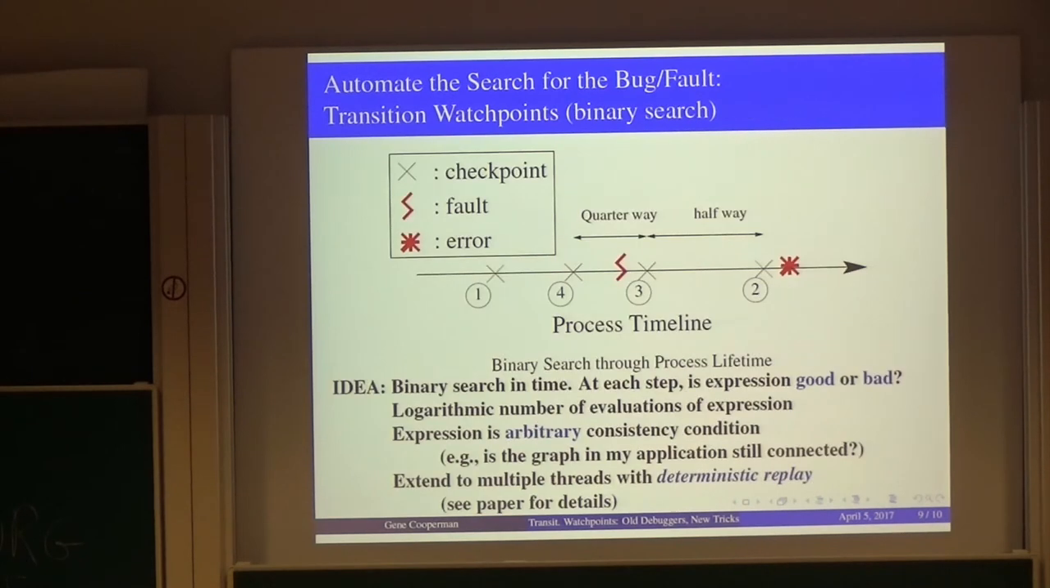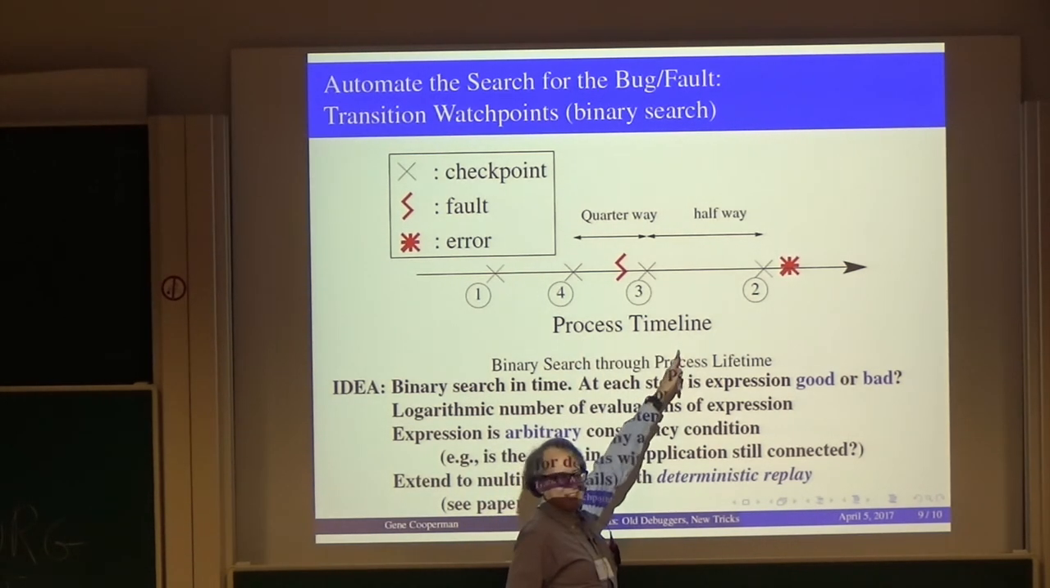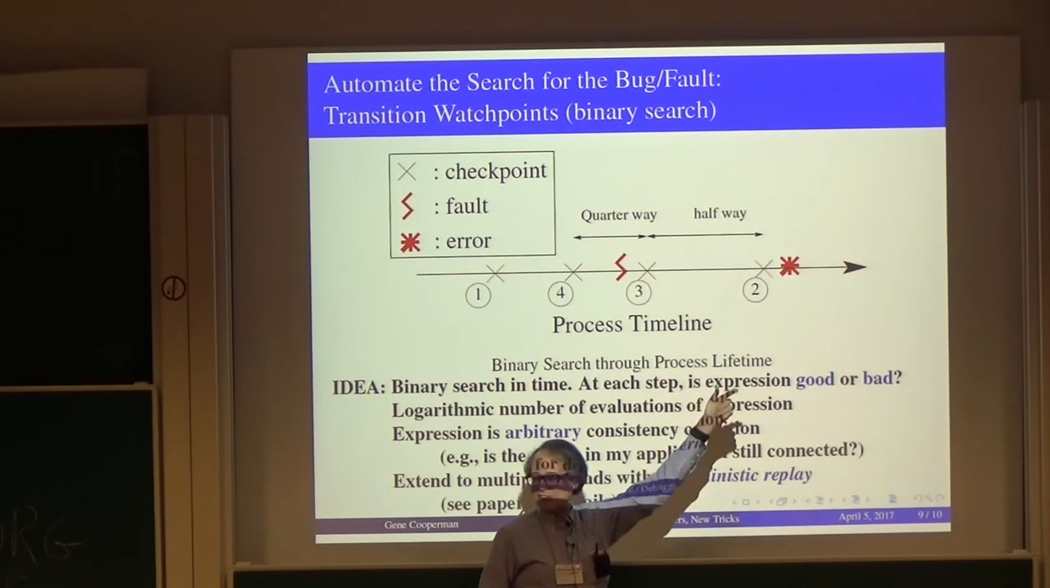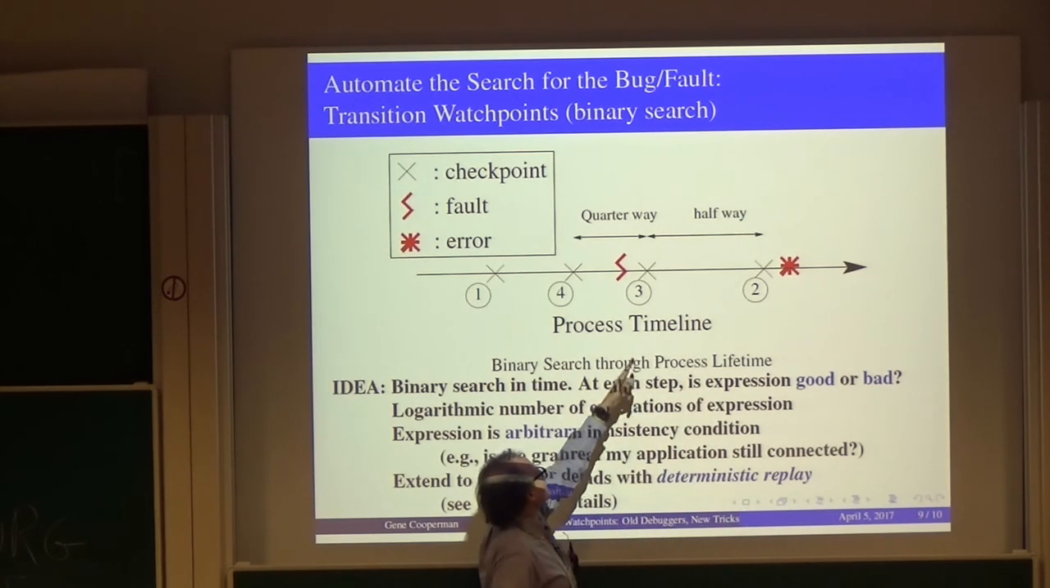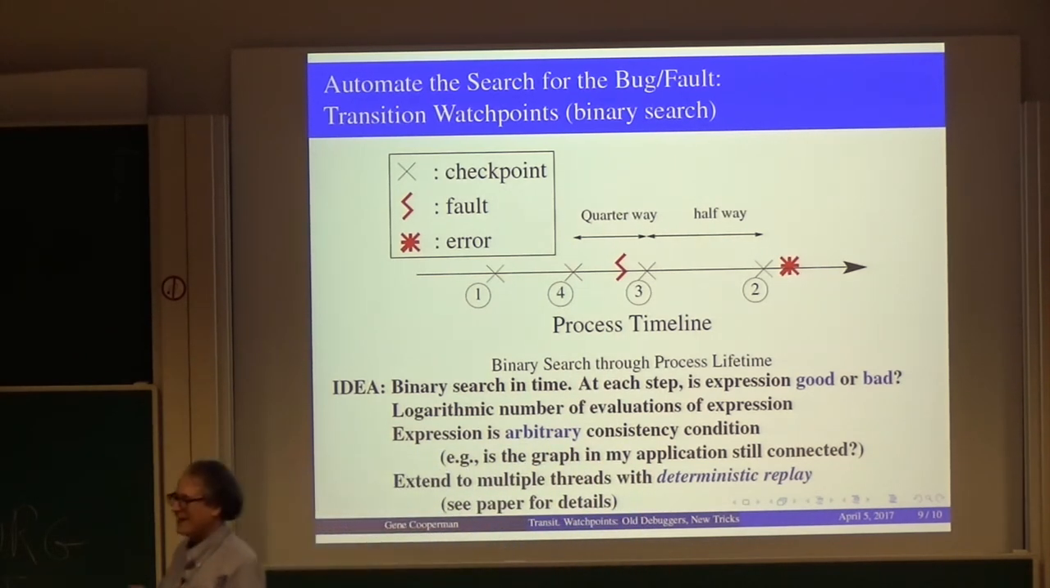The problem, though, is that the condition you're looking for, you might have a fault, and then the fault fixes itself, and then the fault is created again, and then it fixes itself. So as we go through this logarithmic search, you want to land right between where the fault was created and where the fault fixed itself. That would be the difficulty using this technique. Any other questions?